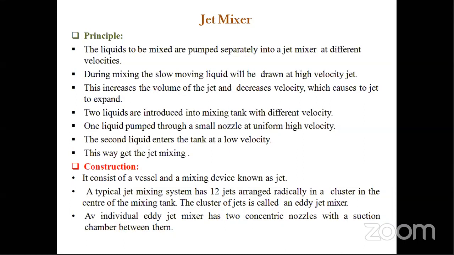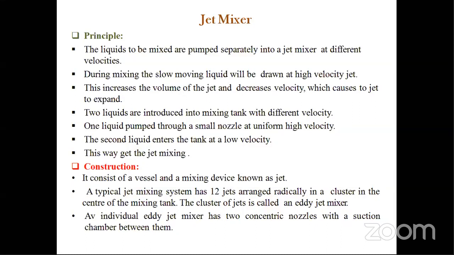So what happens? The first liquid is sent at a high velocity, and side by side another liquid is sent at a low velocity, and the high velocity and low velocity streams collide with each other, and both liquids are mixed well with each other. Individual droplets are mixed with each other and stored in the mixing tank. So this way we can get the jet mixing process.